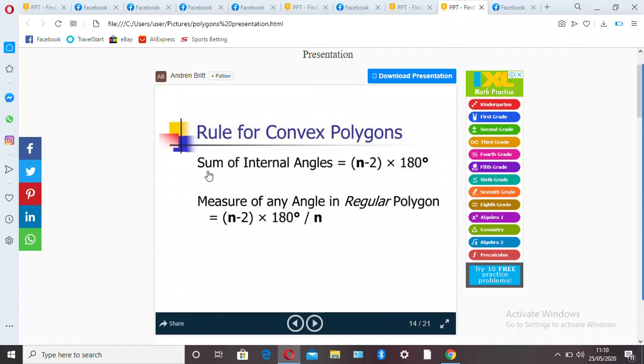When they ask you to find the sum of the interior angles of a polygon, this is the formula you're going to use. Don't forget. Another question you will come across in your assignment will be to measure any angle in a regular polygon. They can give you a polygon and ask you to tell the value of this angle. This is the formula you're going to use: (n minus 2) times 180 degrees, then divided by n. That means you will first find the total sum of the interior angles in the polygon, then divide it by the number of sides that polygon has.